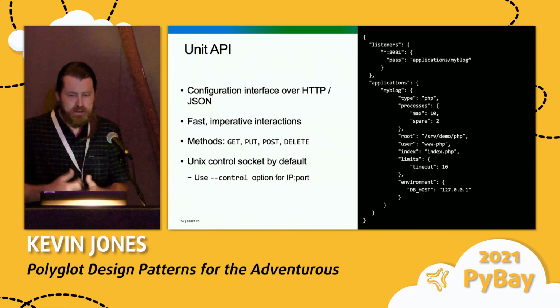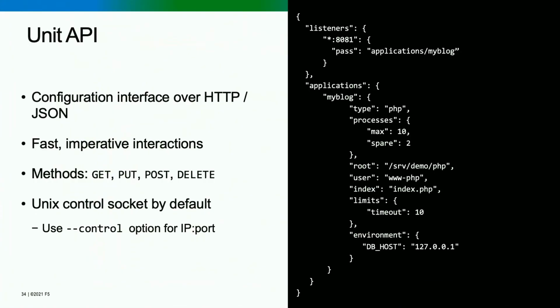So this is what the API looks like. Again, it is a very basic JSON object. It listens over HTTP, and you can see here we have a listener set up on all of the available IPs on that host machine, listening on 8081. Then we're passing all the traffic to an application called My Blog. And you can see here, probably not the best example, but I'm going to give some examples of Python later.